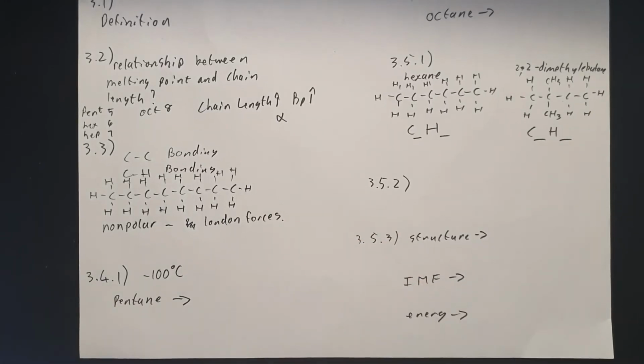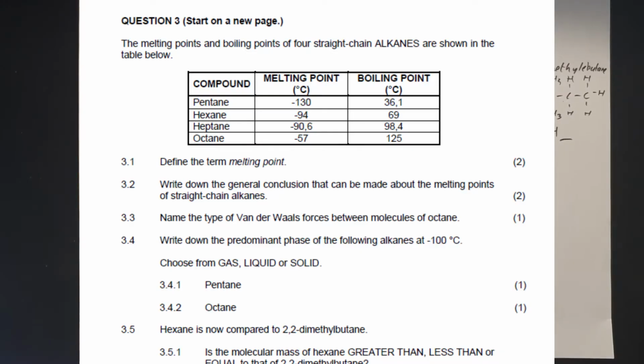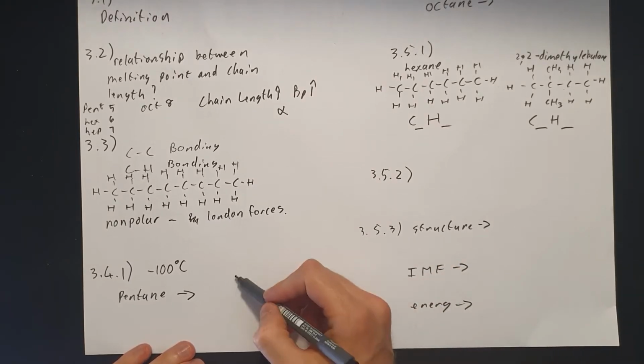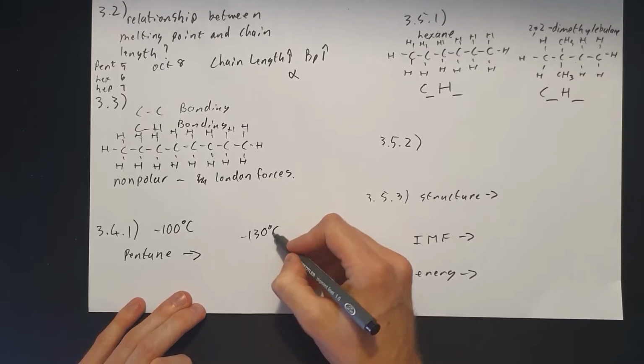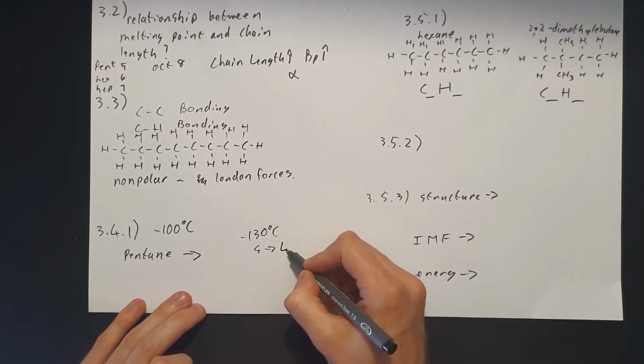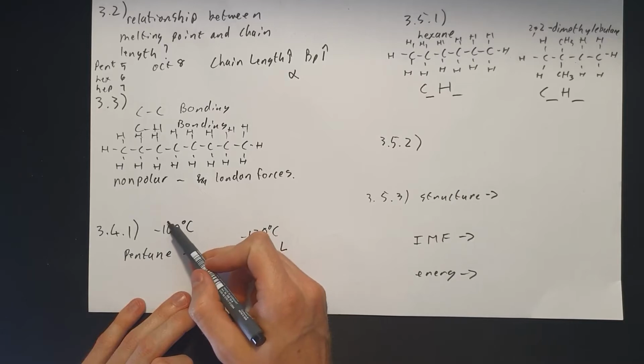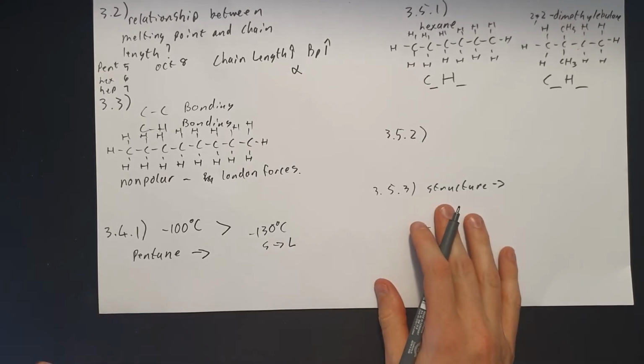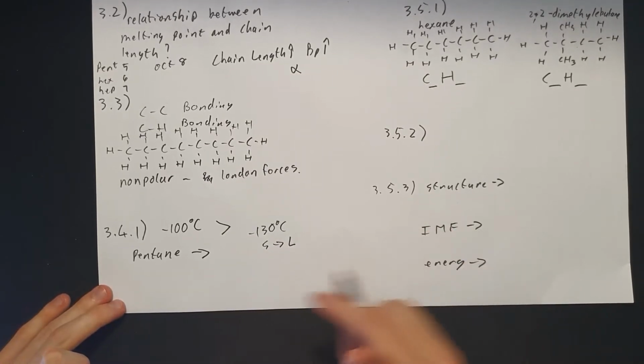Okay, because it's non-polar. Now, 3.4 says write down the predominant phase of the following alkanes at negative 100 degrees. Choose gas, liquid, or solid. So pentane has a boiling or melting point of negative 130 degrees. So at negative 130 degrees, it's going from a solid to a liquid. So therefore, negative 100 degrees is greater than negative 130 degrees. So therefore, we are going to be in a liquid phase.